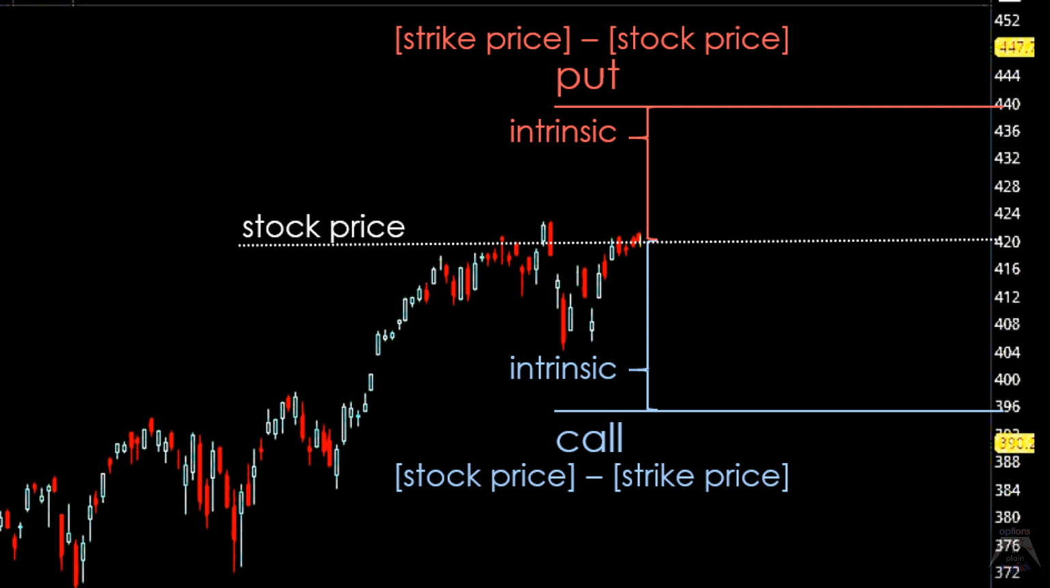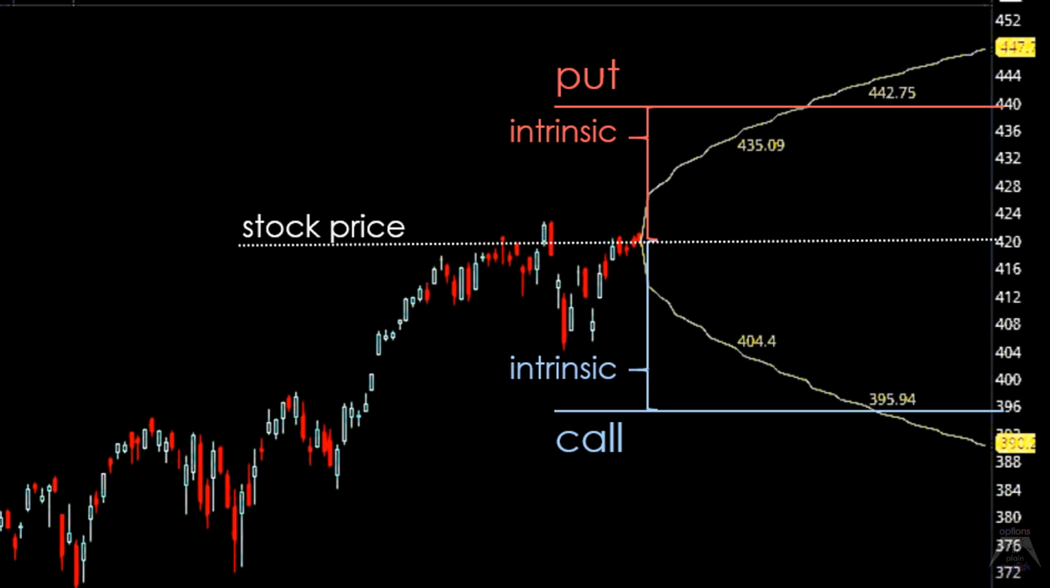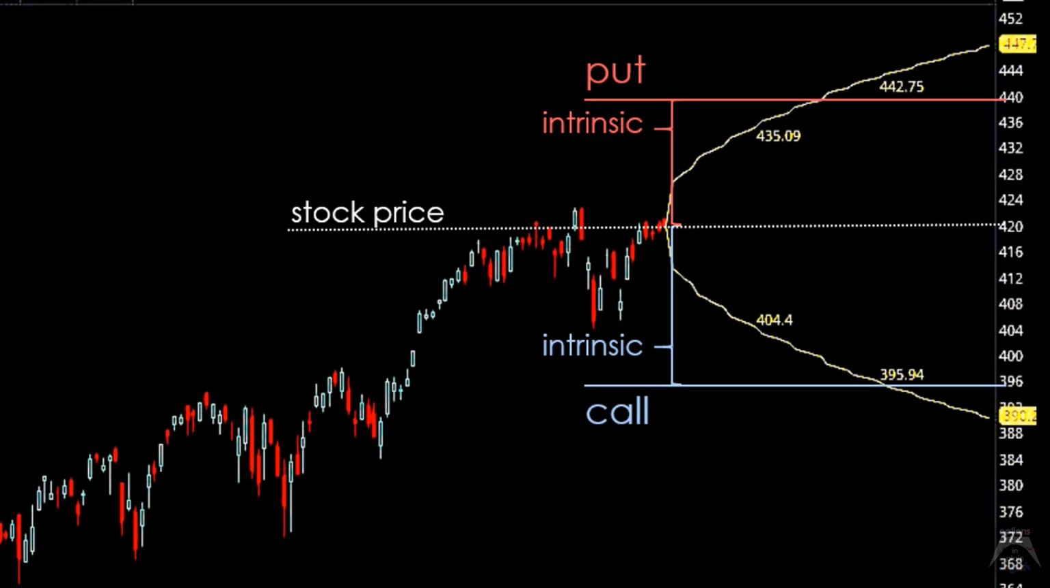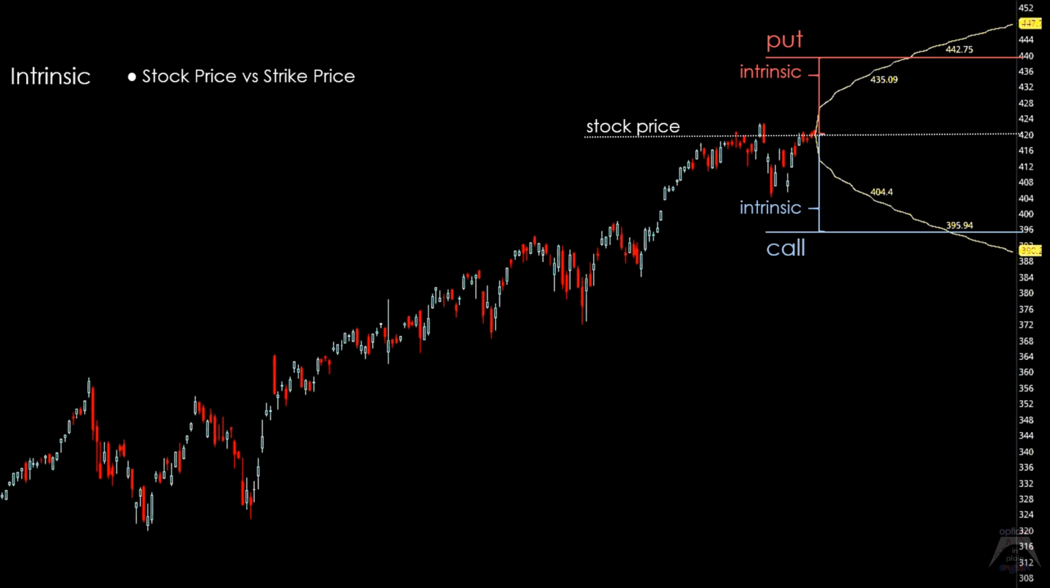Notice how at the money and out of the money options have no intrinsic value, only options that are in the money. If we try to predict a range of potential stock prices in the future, we could use a probability cone, essentially a graphical representation of statistically likely future stock prices based on time remaining and how volatile the stock is.